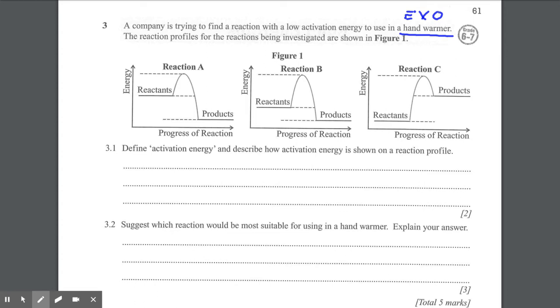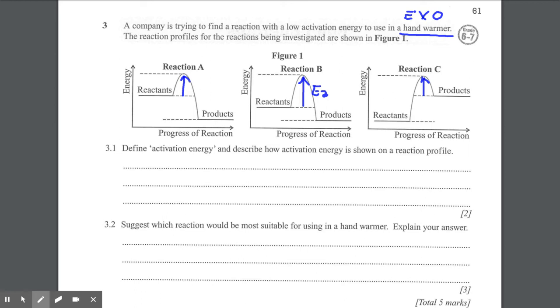So getting into the question, it says define activation energy and describe how the activation energy is shown on a reaction profile. If we answer the latter part of that first of all and use reaction B as the example, the activation energy is shown on these diagrams as the hill, essentially, between the reactants and the top of the peak. So for reaction B, it's quite a large activation energy. For reaction C, it's a little bit smaller, likewise for reaction A. But it is the hill you have to get over between the reactants and the maximum of the curve.